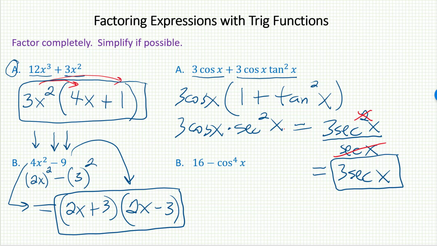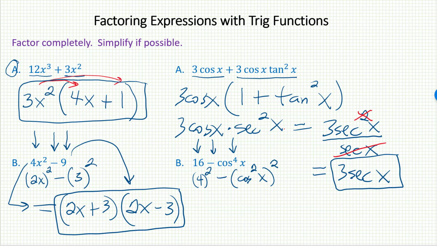I'm looking over here. 16 is certainly a perfect square. 4 times 4. I see the subtract. That's good. How about cosine to the 4th x? Well, isn't that a perfect square too? Any even exponent there would be a perfect square. 16 is 4 squared. What would I square to get cosine to the 4th x? Well, it would simply be cosine squared x.